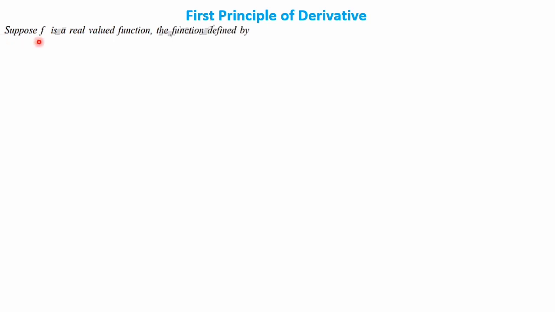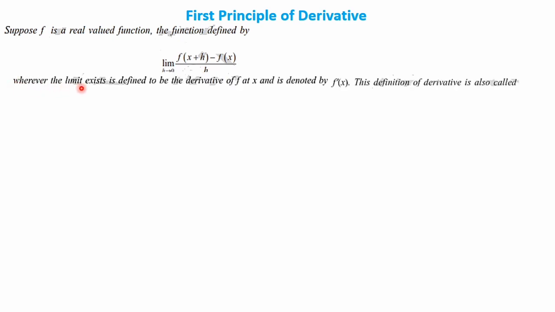Suppose f is a real valued function. The function defined by limit h tends to 0 of f of x plus h minus f of x divided by h, wherever the limit exists, is defined to be the derivative of f at x and is denoted by f dash x. So the derivative of f at x is denoted by f dash x, and this definition of derivative is called the first principle of derivative.